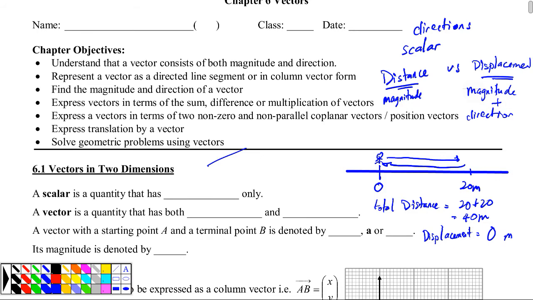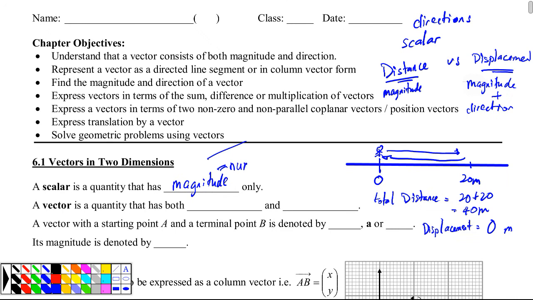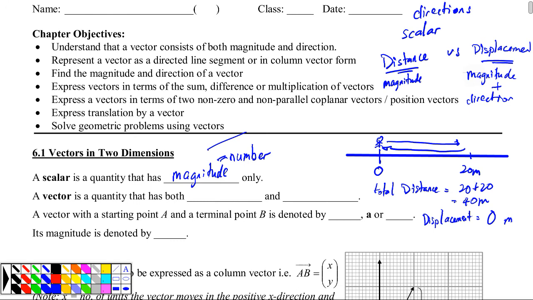So a scalar is a quantity that has only magnitude. What does magnitude mean? Magnitude actually means a number. So what about vector? A vector definitely has magnitude, and I already gave myself away just now by saying that it has direction.